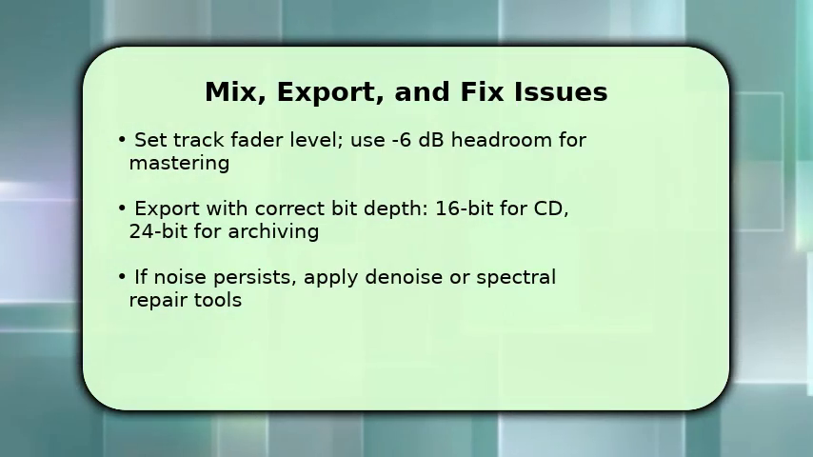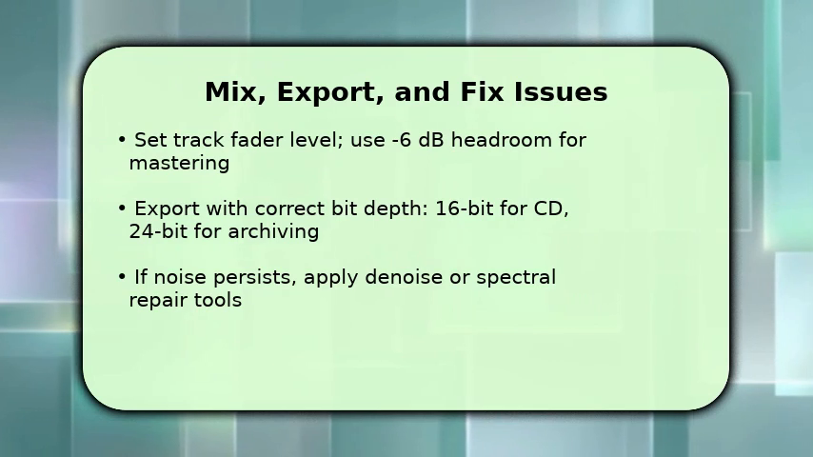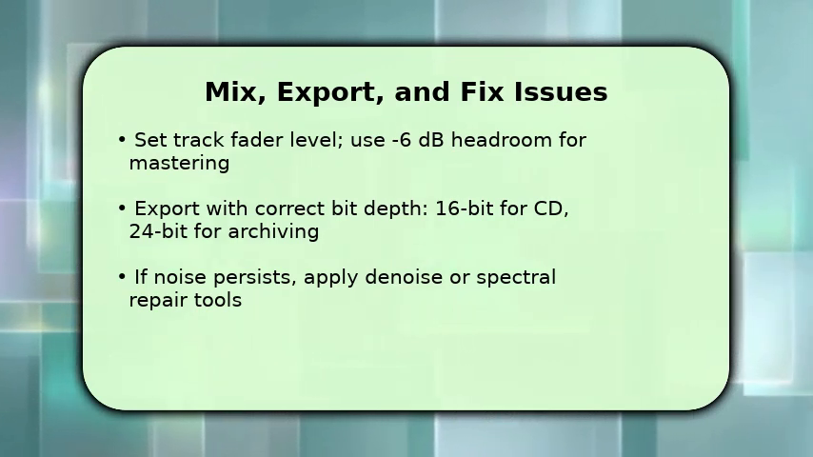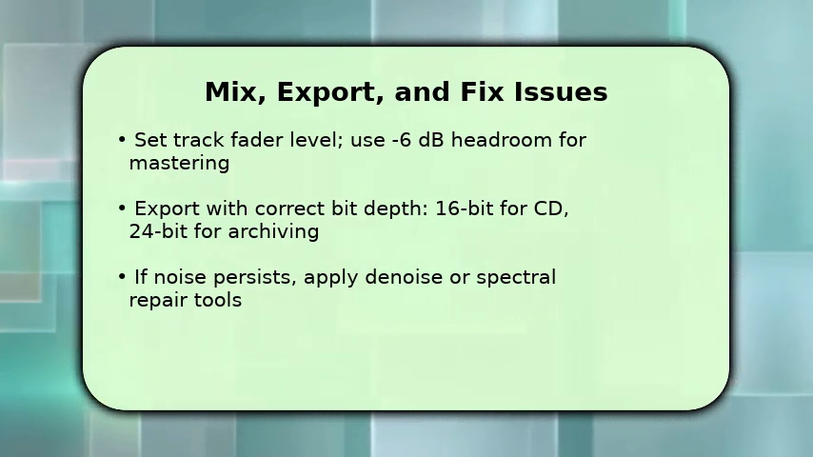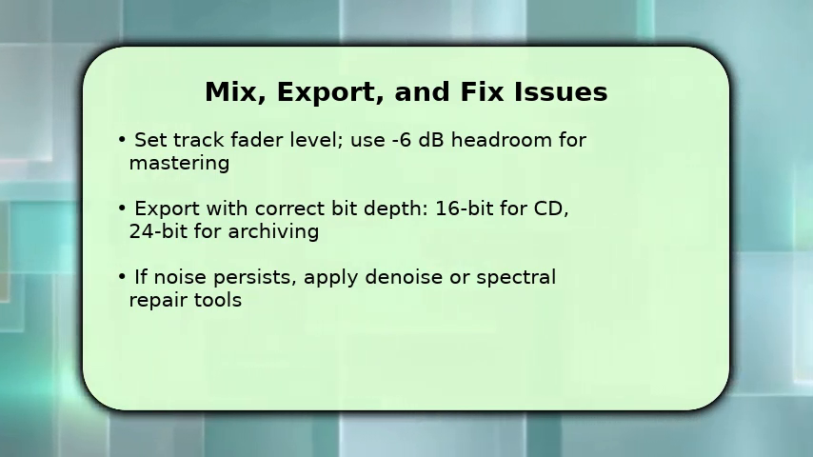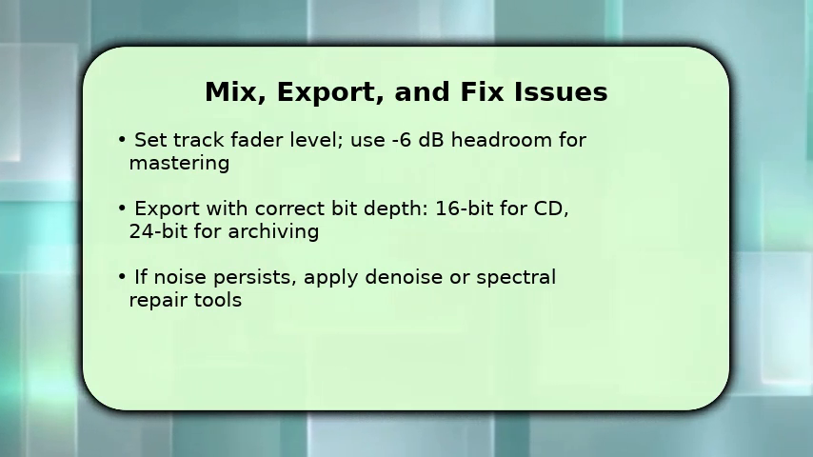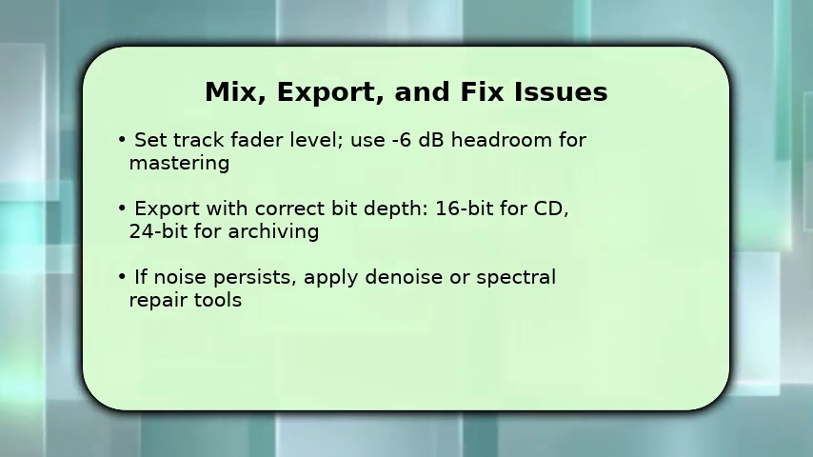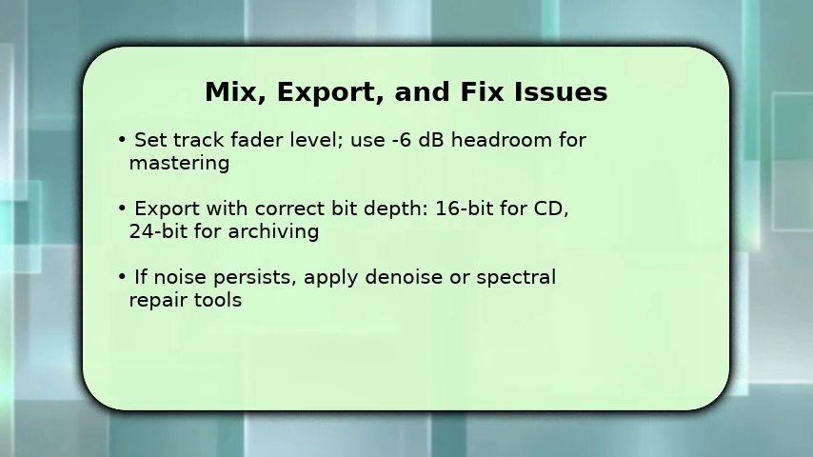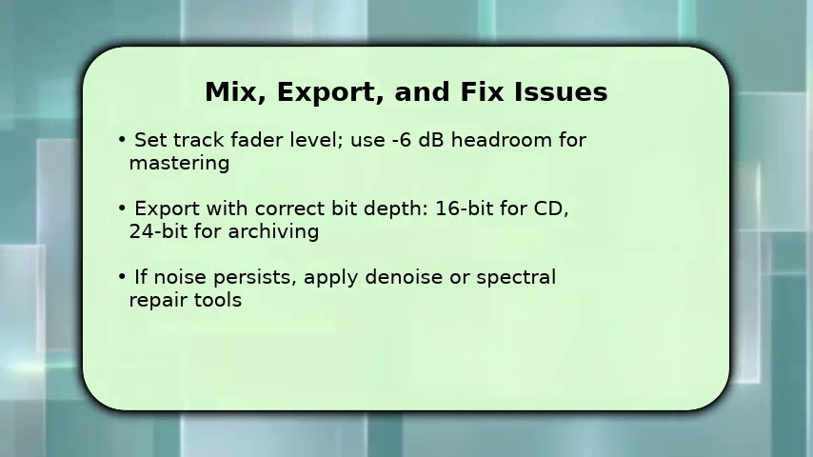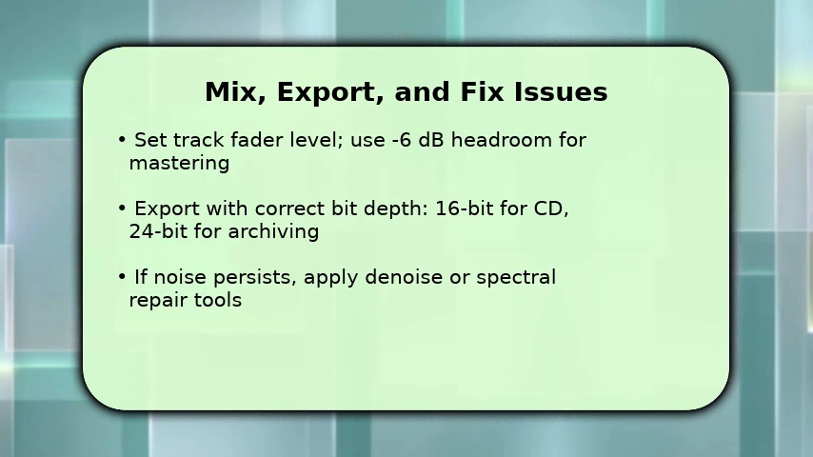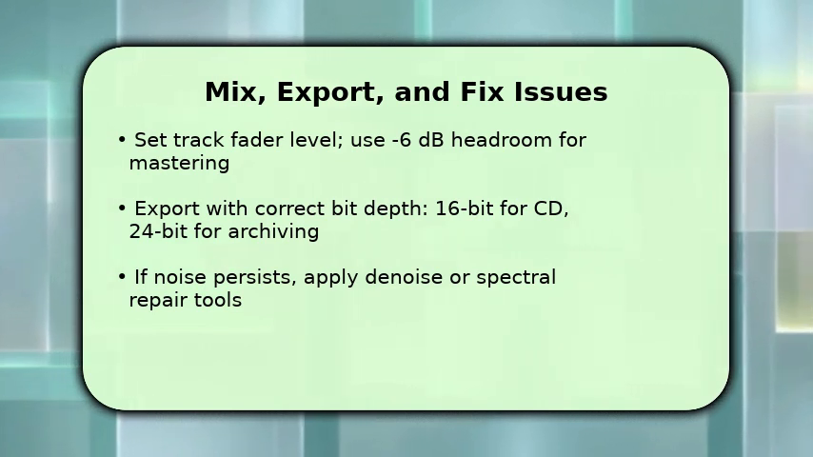Finish by integrating the track into the full mix and creating a clean export. Balance the fader so the track peaks around -6 dB to leave headroom for mastering, and add submix effects like reverb or delay sparingly. When exporting, choose sample rate and bit depth appropriate for the destination, 16-bit for CD, 24-bit for high-quality files. If you encounter persistent noise or artifacts, apply a denoise or spectral repair step.